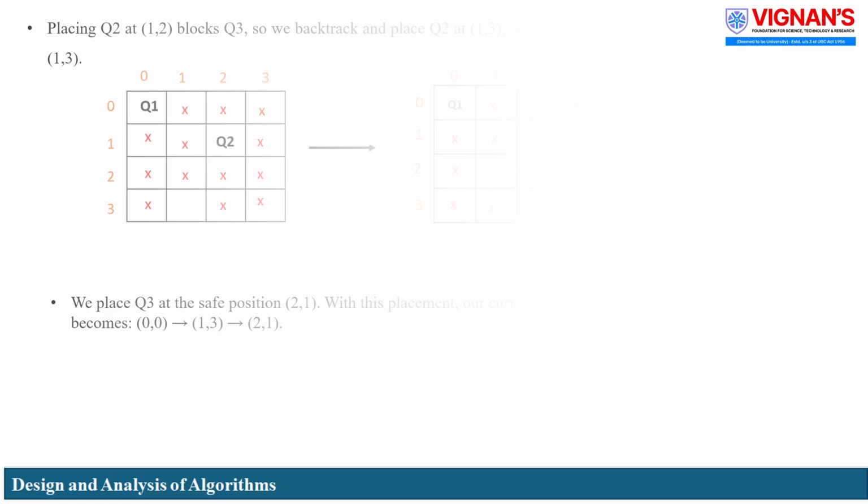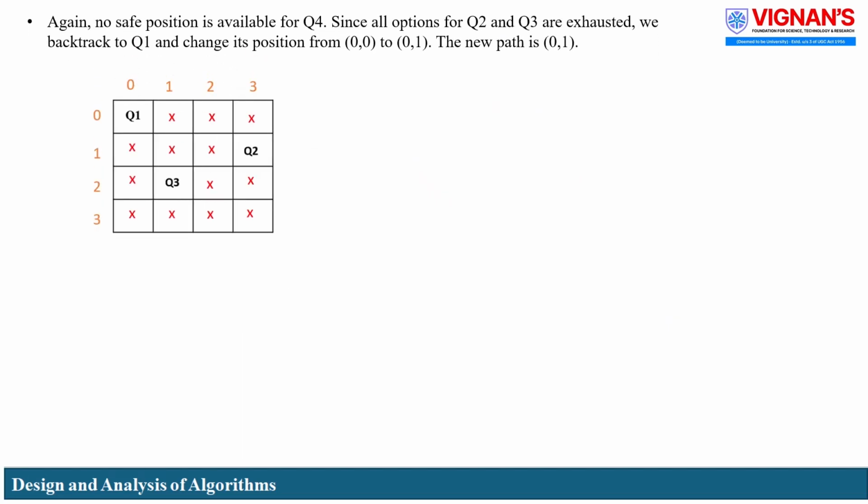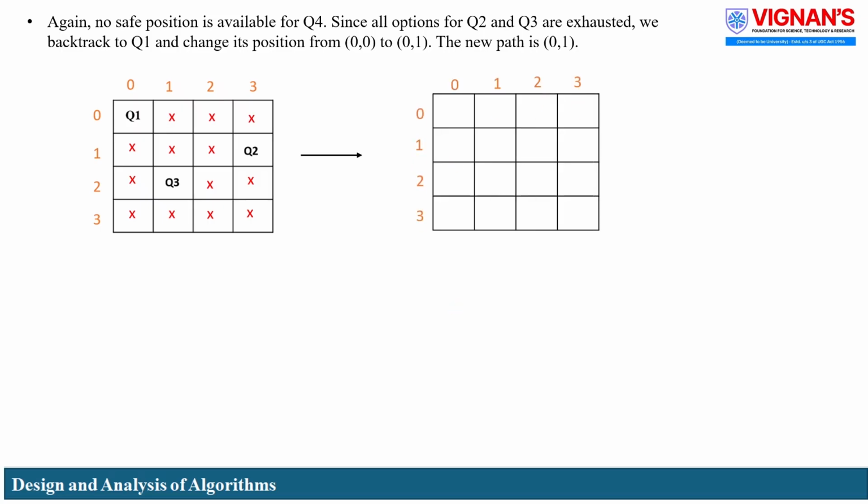At this stage, we try to place the fourth queen, Q4. However, we find that there is no safe position available for Q4 on the board. Since Q4 cannot be placed, this means the current placements of Q2 and Q3 do not lead to a solution. So, we apply backtracking. We backtrack step by step and finally return to Q1.